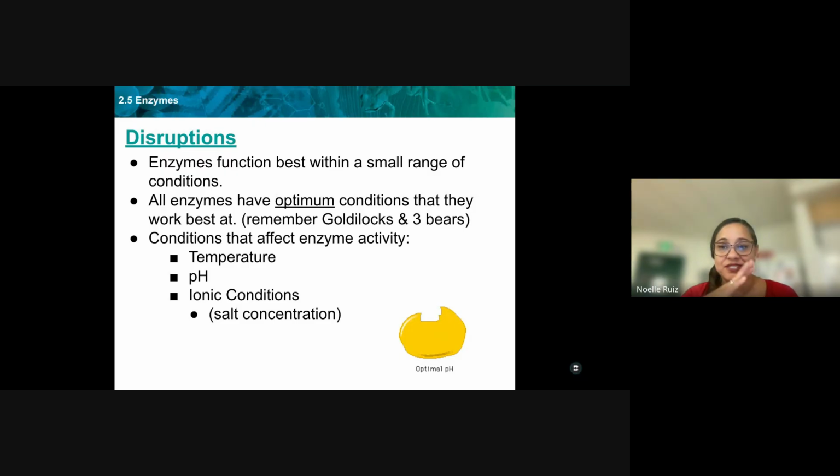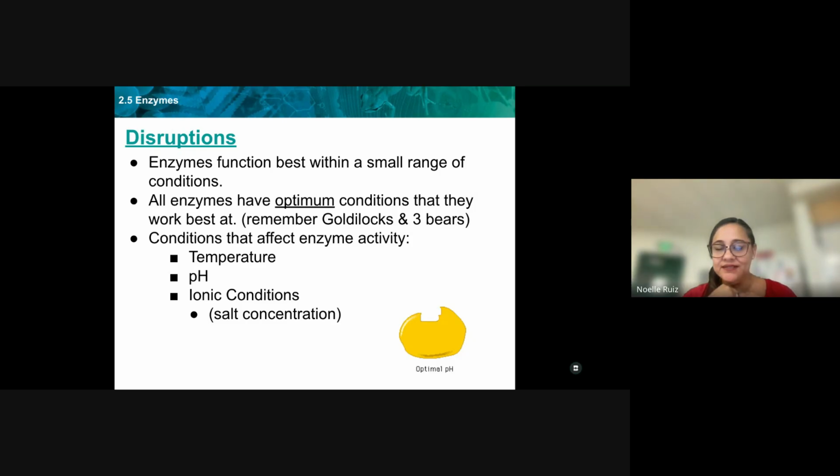That just right condition, not too hot, not too cold, in science is called the optimum. It's our fancy science name. And conditions that affect enzyme activity: you have to have a just right temperature. You have to have a just right pH. We talked about the pH scale. Some enzymes actually like it acidic. That's their just right. Some like it basic. Most enzymes like it just about neutral.